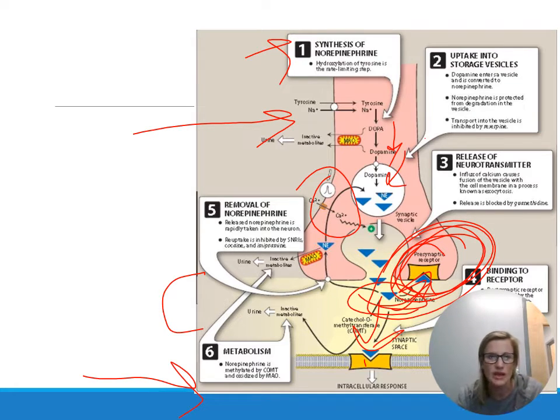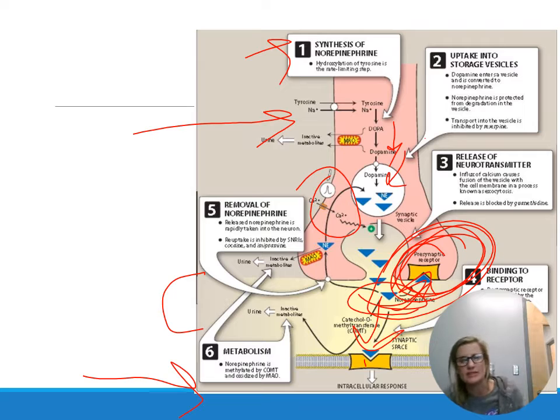And that's what it looks like, number 5, I believe. Oh, actually, I don't know if it's number 5 or number 6. Sorry, I can't see, the numbers are too small. But it can actually be taken back up into the presynaptic neuron.